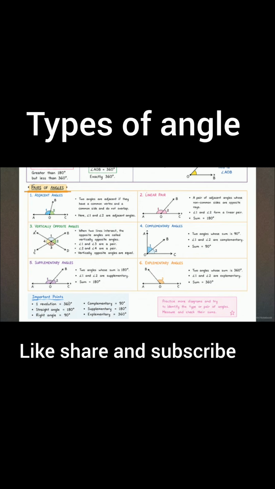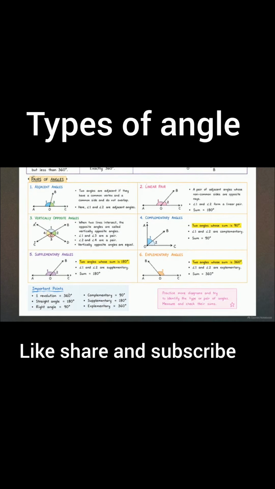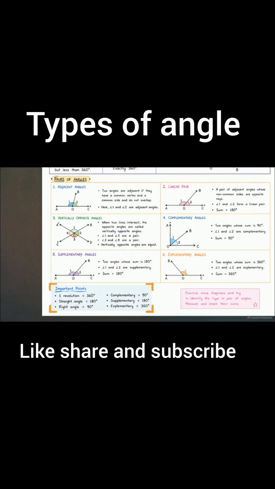This chart summarizes the measurement ranges we've discussed. For pairs, focus on the required totals: 90 for complementary, 180 for supplementary, and 360 for explementary. Committing these specific numerical sums to memory makes it easier to identify geometric relationships.